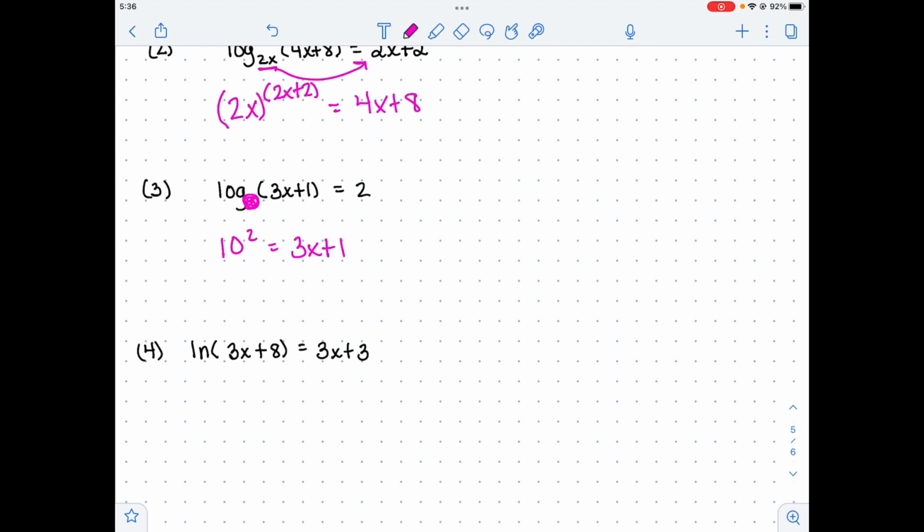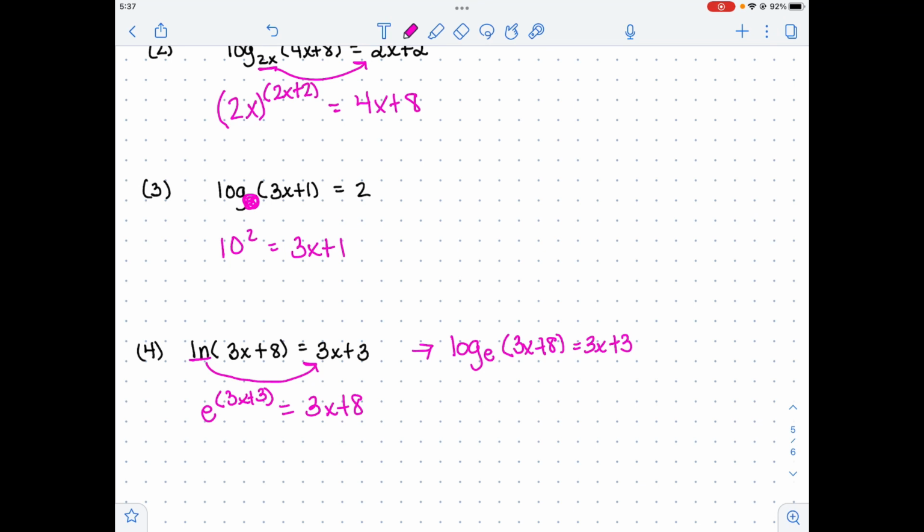Now the last one's our natural log. And again, if you feel more comfortable, you can convert this over. Remember that natural log, ln, just means the same thing as log base of e. And then everything else would stay the same. If that helps you see it a little bit better, please do so, okay? So in that case, anytime we see ln, we know our base is e, okay? E raised to the 3x plus 3 is equal to 3x plus 8.